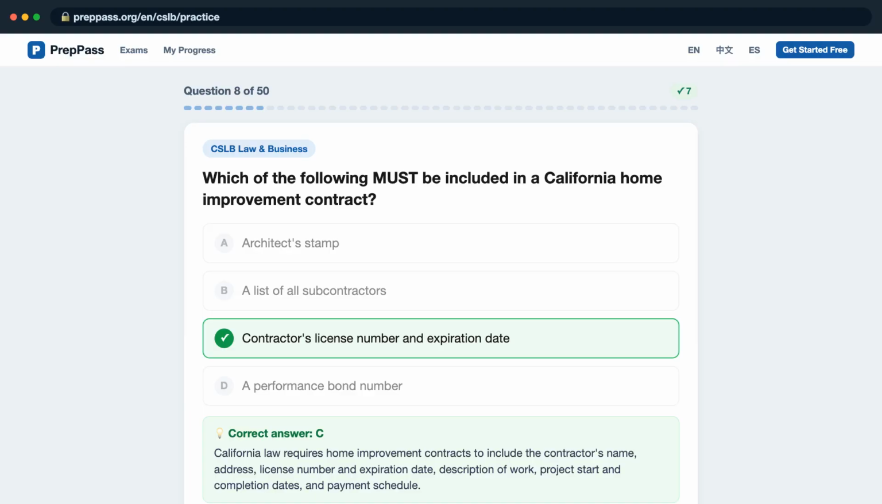The correct answer is C. California law requires home improvement contracts to include the contractor's name, address, license number and expiration date, description of work, project start and completion dates, and payment schedule.